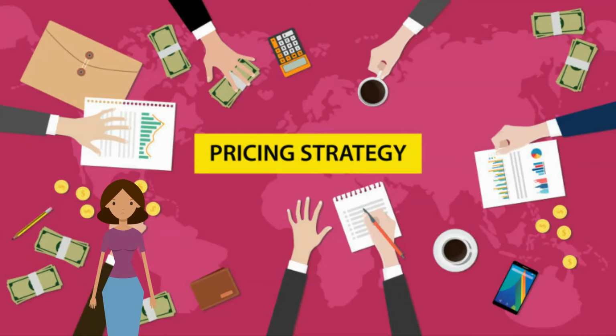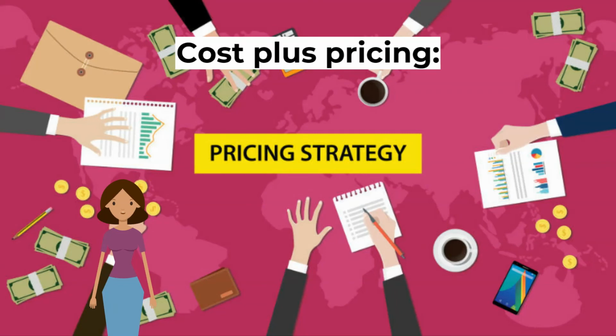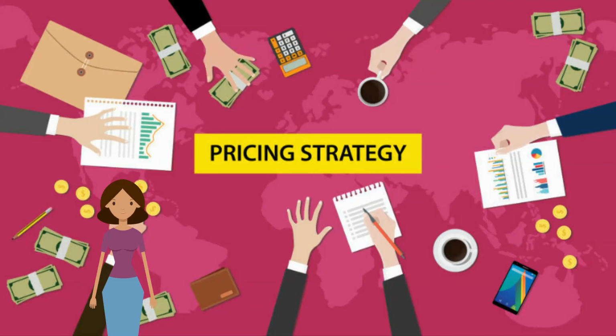Next, cost plus pricing. This is where firms simply work out their average costs and add a percentage increase, which determines the level of profit they make. The size of this increase will depend on the level of competition and barriers to entry. The problem is that it does not consider the market.